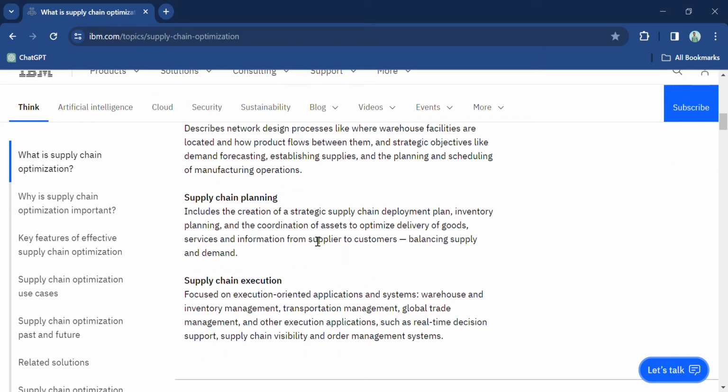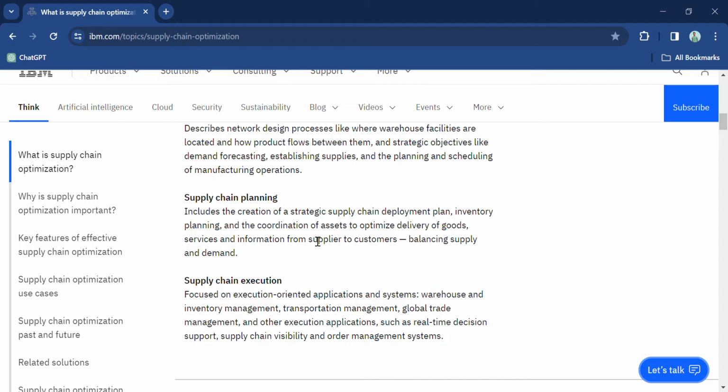Supply chain design describes network design processes, like where warehouse facilities are located and how product flows between them, and strategic objectives like demand forecasting, establishing suppliers, and the planning and scheduling of manufacturing operations.